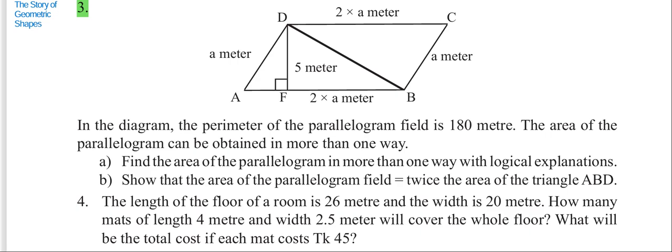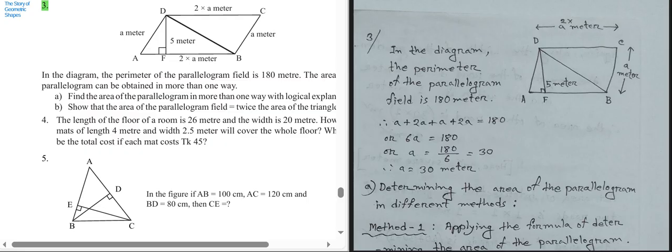On the figure of the stem, the length of the big side of the parallelogram ABCD is 2a meter and the length of the small side of the parallelogram is a meter. In case of a parallelogram, we know that both opposite sides are equal and parallel. If we suppose AB is the base of the parallelogram ABCD, then DF will definitely be the height of the parallelogram, and the length of the height DF is 5 meter. So we can start the solution like that.